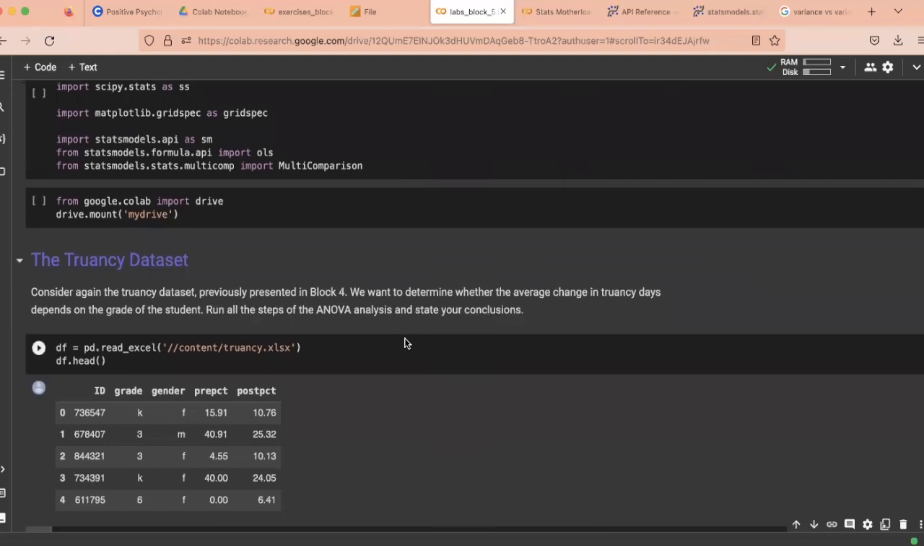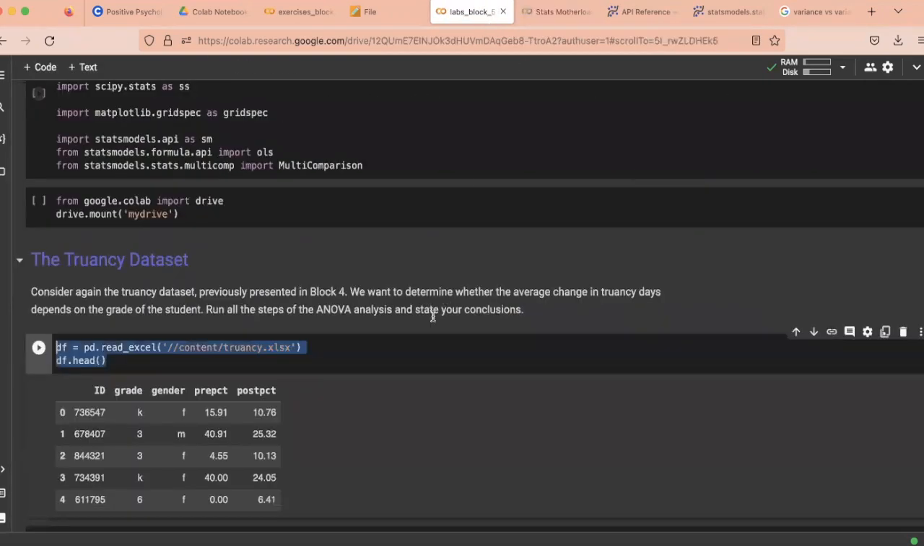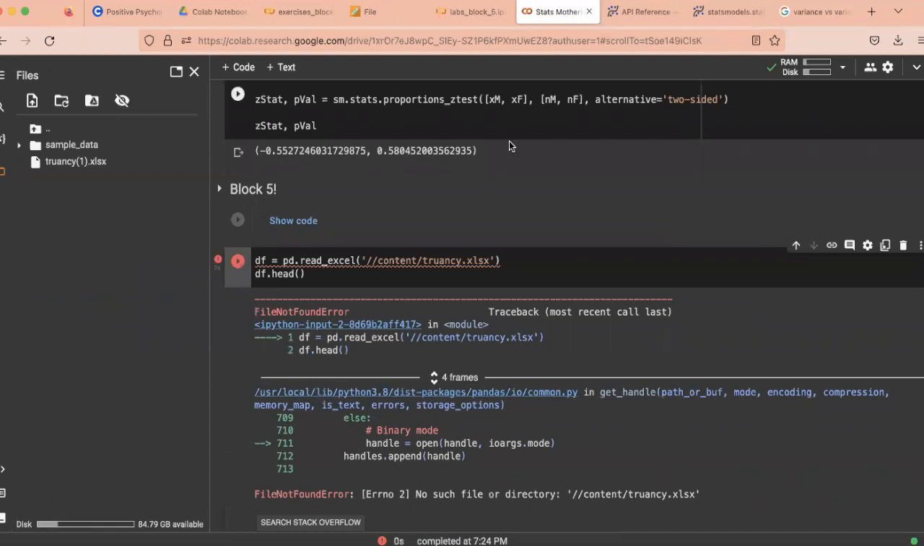So going back to our actual examples, we're going to be looking at the truancy dataset. We've worked this, I think, for 3 of our blocks, so you should be already pretty familiar with what it tells you. It is a program that you gave to, I'm pretty sure, high school students, and then you wanted to see whether it affected them.